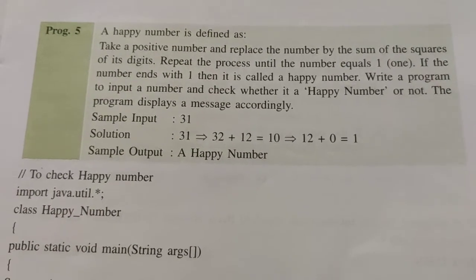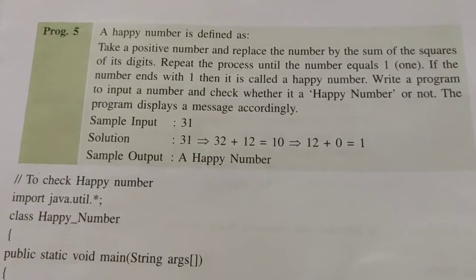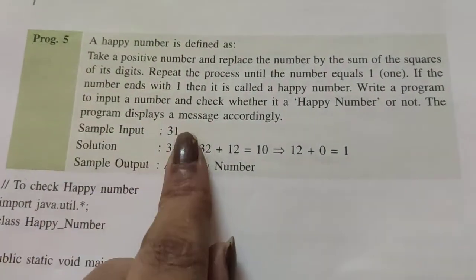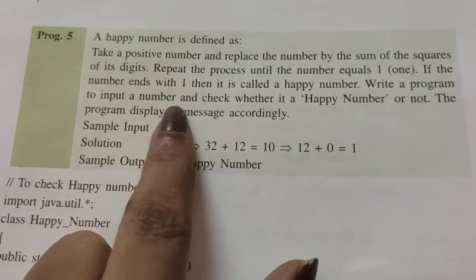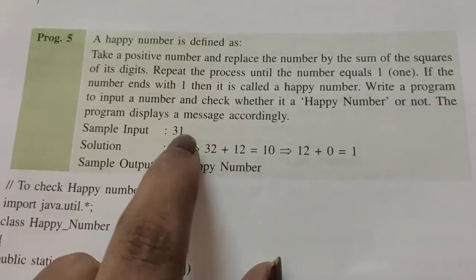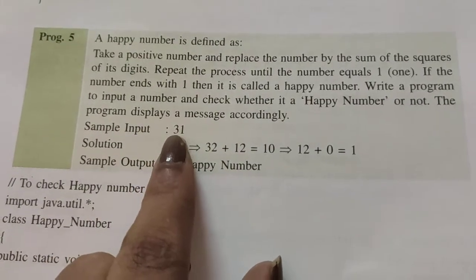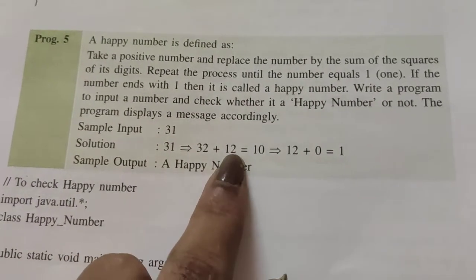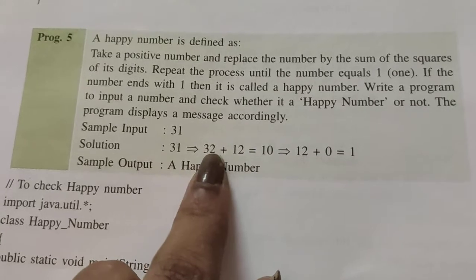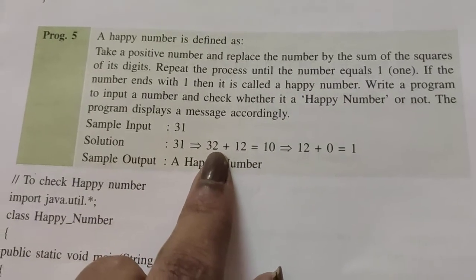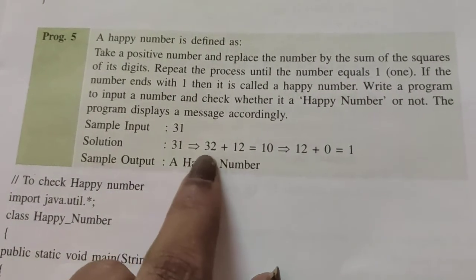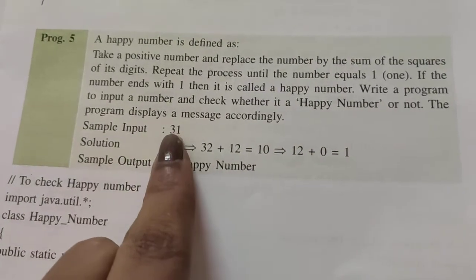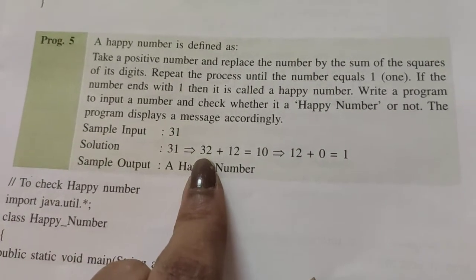Hello students, now we will see sample program 5, and sample program 5 is about the happy number. Happy number means suppose you get the input number and you have to square the digits of that number. Actually this is 3 square and 1 square. This is a printing mistake, they have given it as 32 and 12. Actually this is 3 square plus 1 square. So the digits of the number are being squared.